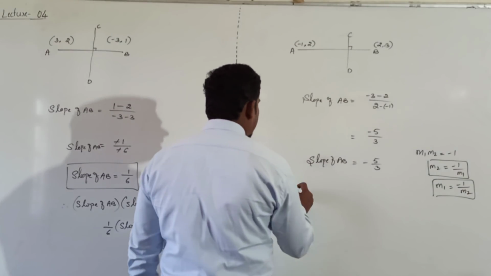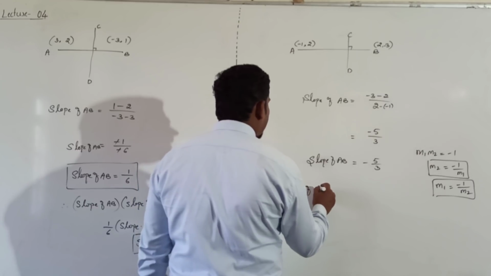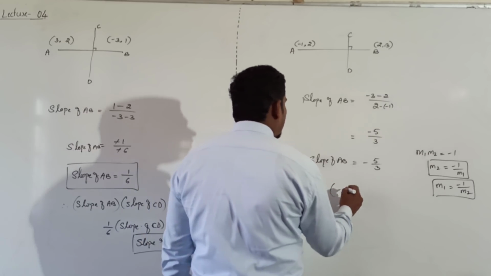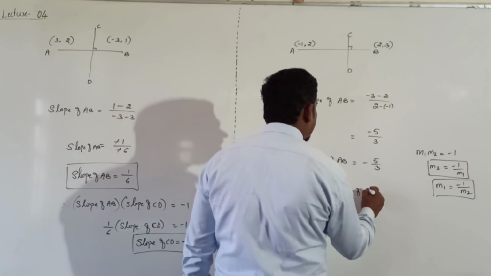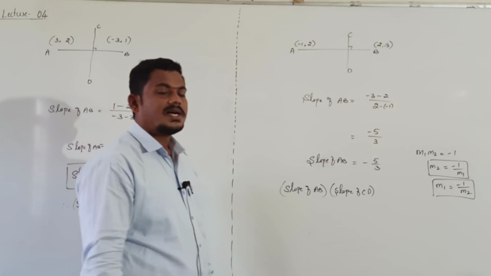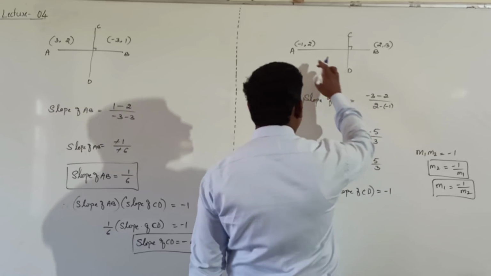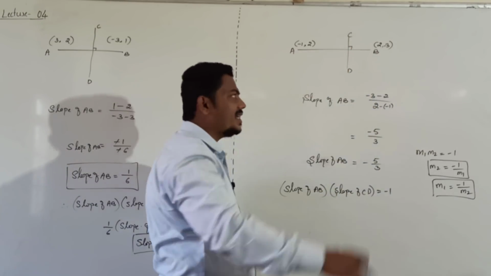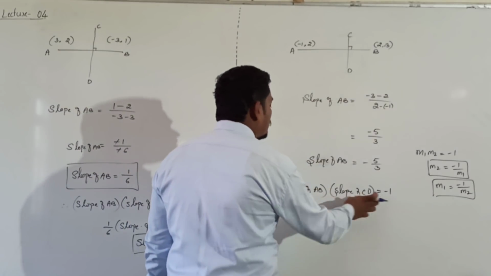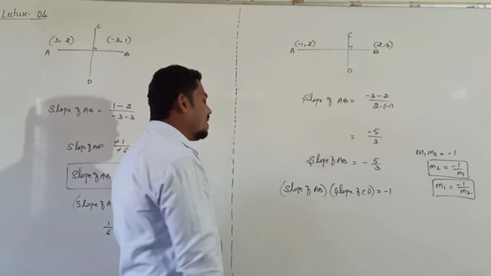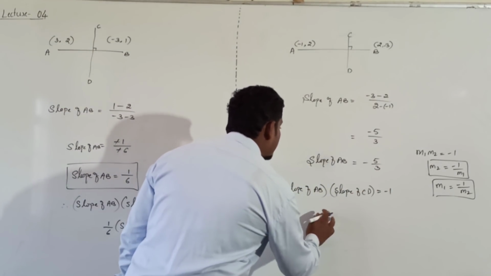Or else just take the condition: slope of AB into slope of CD, the product of the slope of AB and the slope of CD, is minus 1. Why? Because clearly the AB line is perpendicular to the CD line. If the AB line is perpendicular to the CD line, then the product of their slopes equals minus 1. Already we know the slope of AB, right? What is the slope of AB? That is minus 5 by 3.